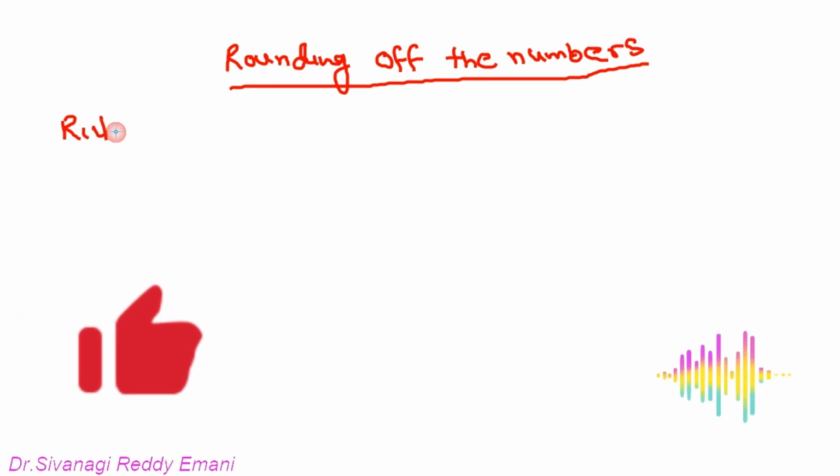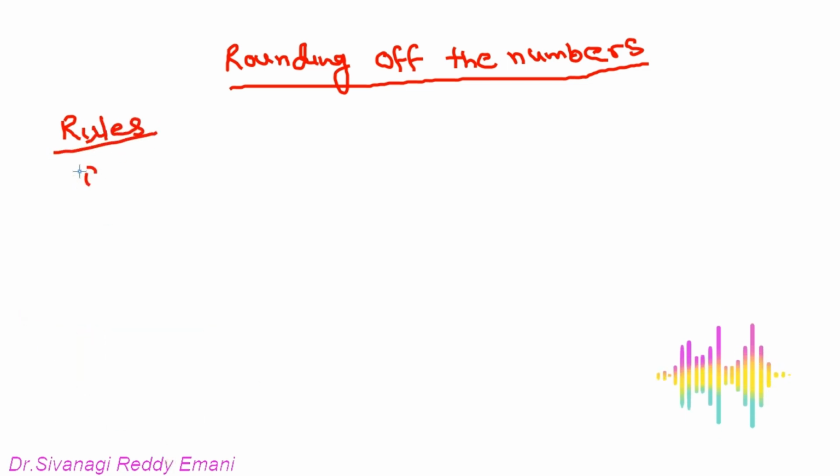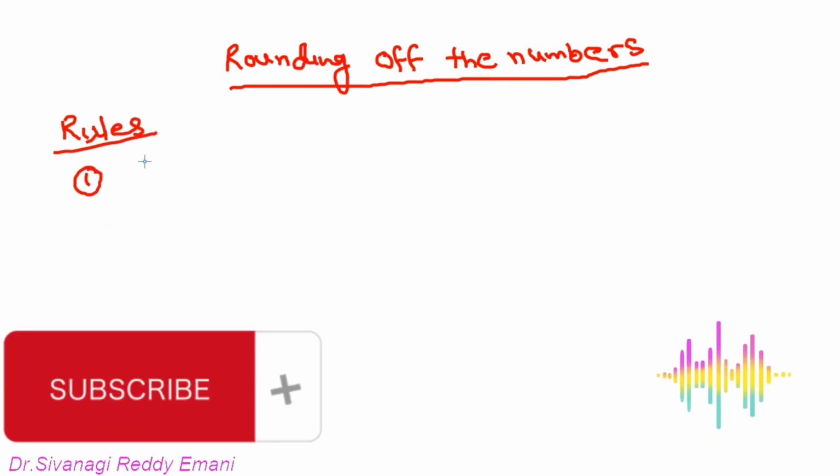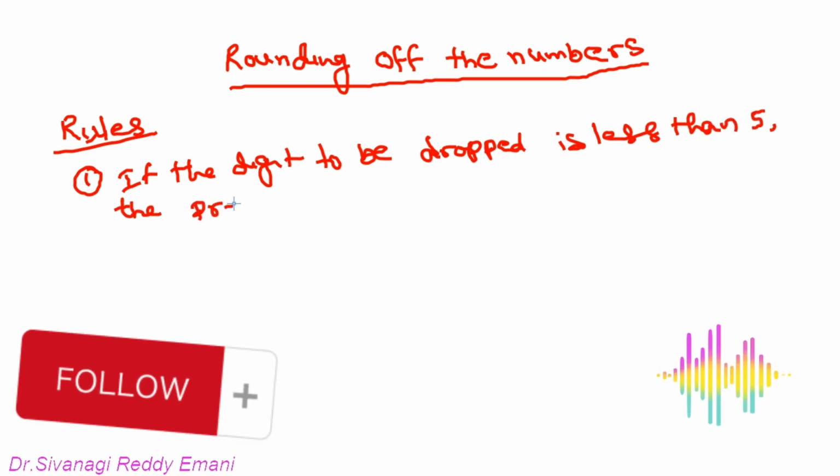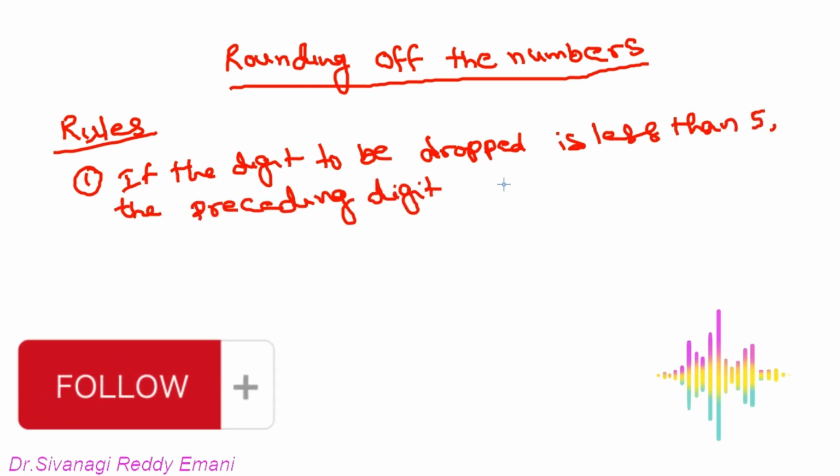There are different rules for it. Rule number 1: if the digit to be dropped is less than 5, then the preceding digit remains unchanged. That is the first rule.